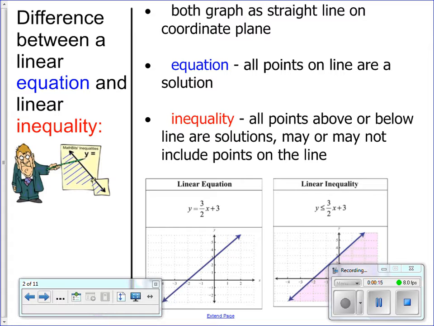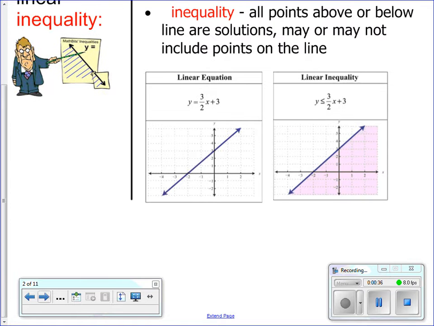So the difference between a linear equation and a linear inequality: both graphs are straight lines on the coordinate plane. An equation means all points on the line are a solution, and an inequality means all points above or below the line are solutions, and it may or may not include the points on the line. So in this one, we have a linear equation. That means all the points on the line are included.